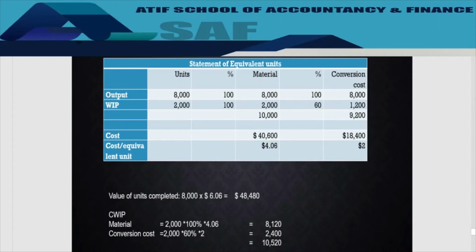For calculating closing work in progress, still in process units multiplied by the stage of completion multiplied by their unit cost. So with respect to material, the still in process units are 2000, their stage of completion is 100%, and their unit cost is 4.06. And with respect to conversion cost, still in process units are also 2000, but their stage of completion is 60% and unit cost is 2. To sum up the value, we will get the closing work in progress as $10,520.